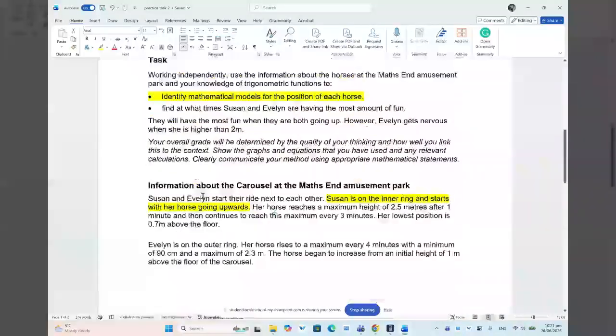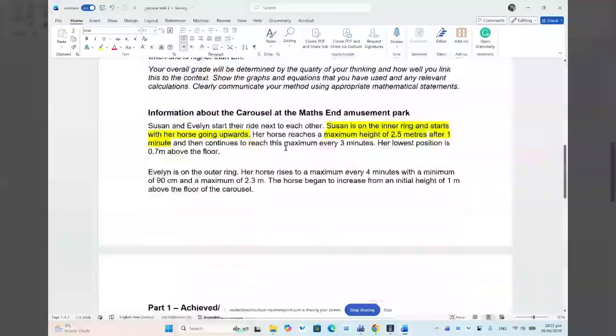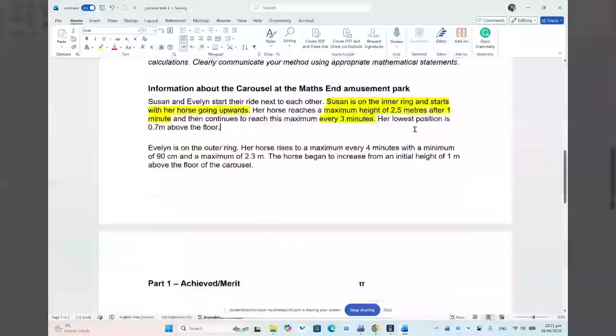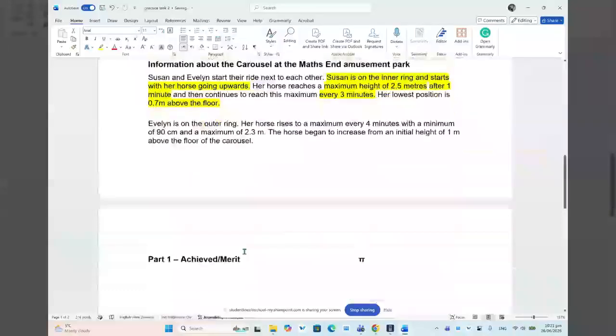So we've got two people, Susan and Evelyn, and they are on different sections of the ride. Susan is on the inner ring and starts with her horse going upwards, so that's important. Her horse reaches a maximum height of 2.5 meters after 1 minute, and then continues to reach this maximum every 3 minutes. So we know the period is 3. Her lowest position is 0.7 meters above the floor. Cool. This is for Evelyn, but we're going to start with Susan first.